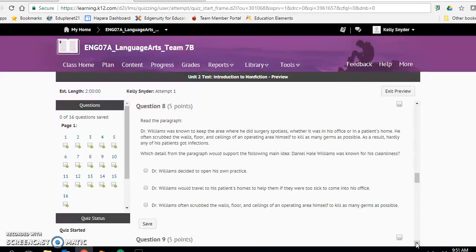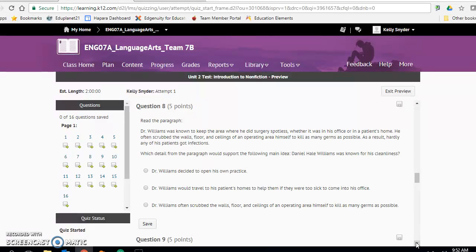Question 8. Read the paragraph. Dr. Williams was known to keep the area where he did surgery spotless. Whether it was in his office or in a patient's home, he often scrubbed the walls, floor, and ceilings of an operating area himself to kill as many germs as possible. As a result, hardly any of his patients got infections.